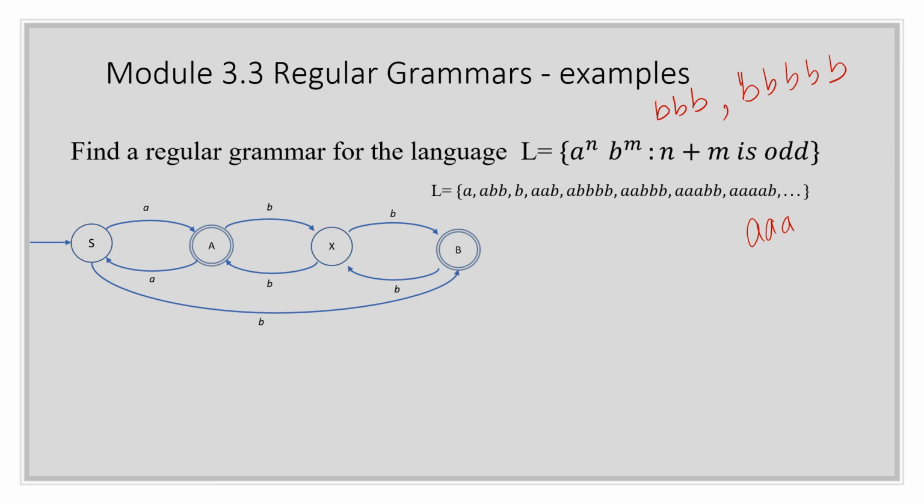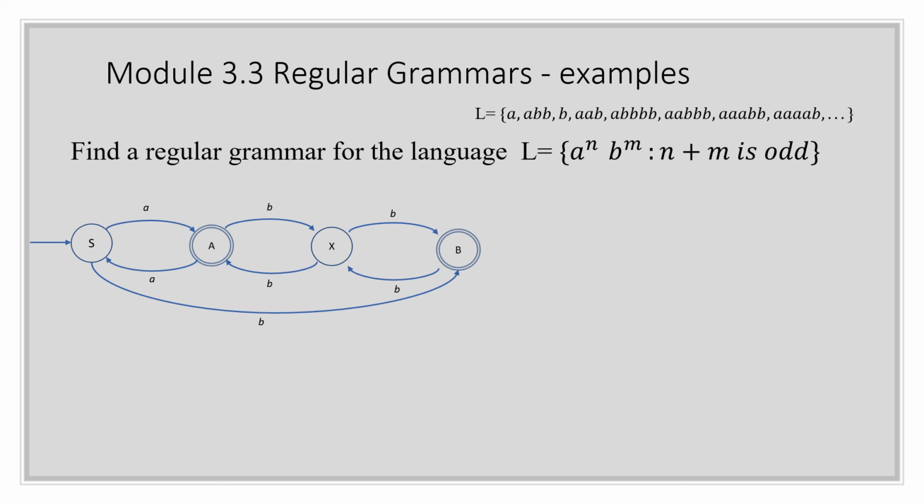What about 3 A's? Yes, an odd number of A's is also handled here, 3 A's, 5 A's, we took care of that. What about 4 A's and a B? A, B. Yes, so I think that this is a good NFA for this language. So this is a regular language. Now the next step is to translate our NFA into a grammar.